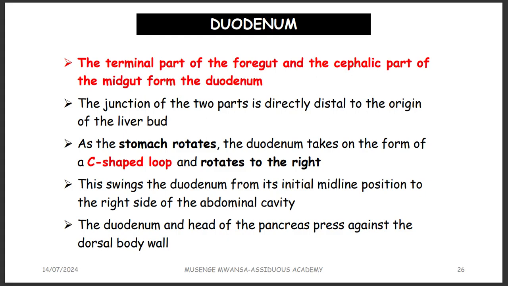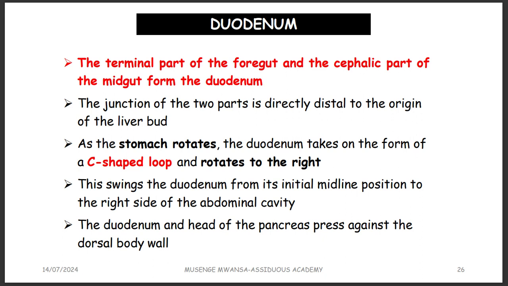And then the duodenum: the terminal part of the foregut and the cephalic part of the midgut form the duodenum. Can you see that the duodenum comes from the foregut and the midgut? The junction of the two parts is directly distal to the origin of the liver bud, just a bit distal. As the stomach rotates, the duodenum takes on the form of a C-shaped loop and rotates to the right. This swings the duodenum from its initial midline position to the right side of the abdominal cavity.